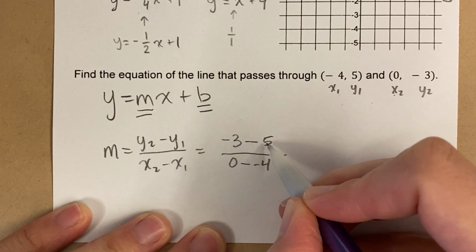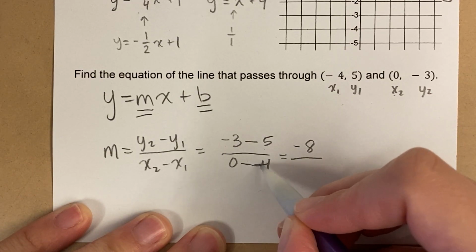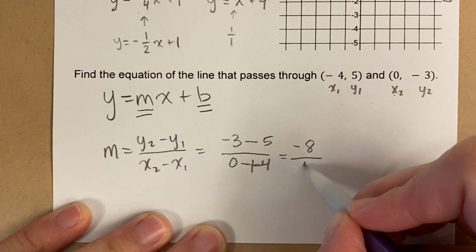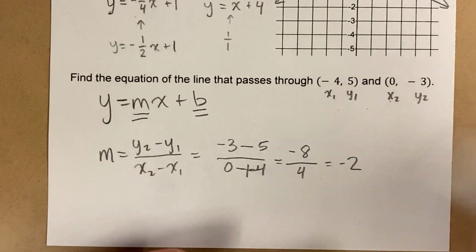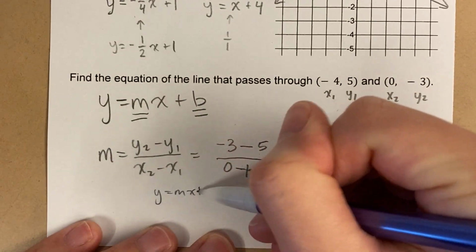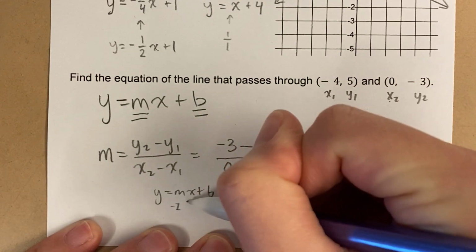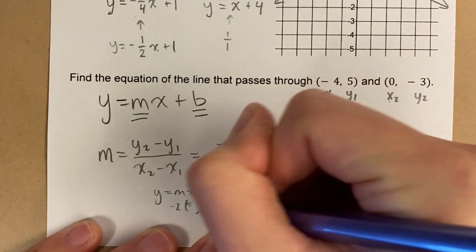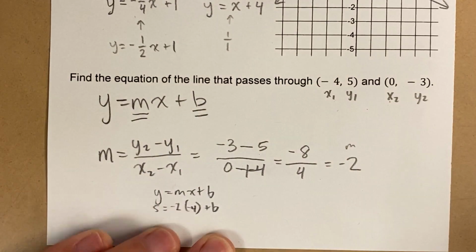This becomes negative 3 minus 5, that's negative 8. This becomes 0 plus 4, okay, that's 4. This becomes negative 2. Okay, here's the doozy. Here's what I've learned: I can take this y equals mx plus b, and I can plug in my negative 2 for m, and plug in my x value and my y value. I can do all that. I can solve for b.